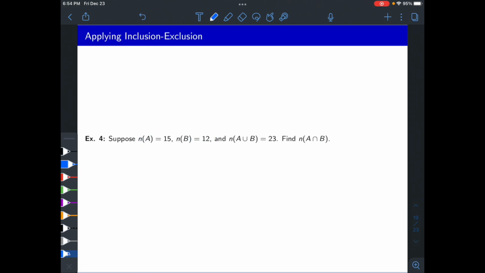I'll let you try the following one. We're just applying inclusion and exclusion. We've gotten rid of some context here, and we're just saying the number of things in one set is 15, the number of things in another set is 12, and we know that the number of things in the union of those two sets is equal to 23. Find the number of things that are in the intersection. I'll give you a couple seconds to pause and then try this problem, and then come back when you are ready.